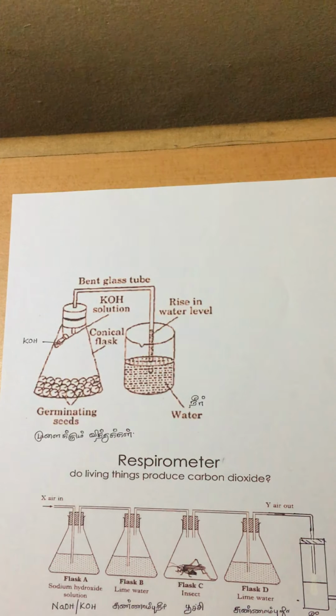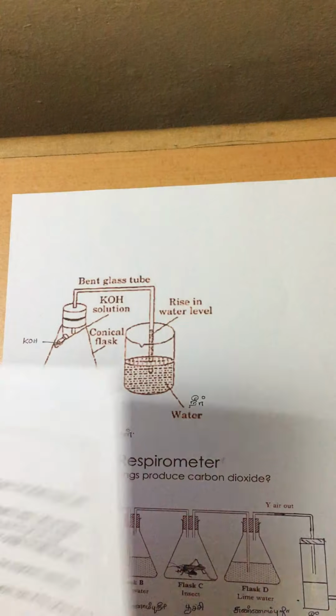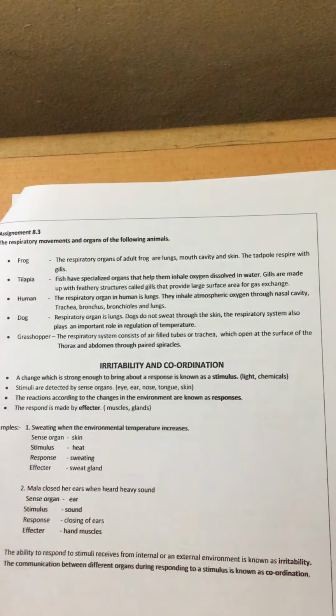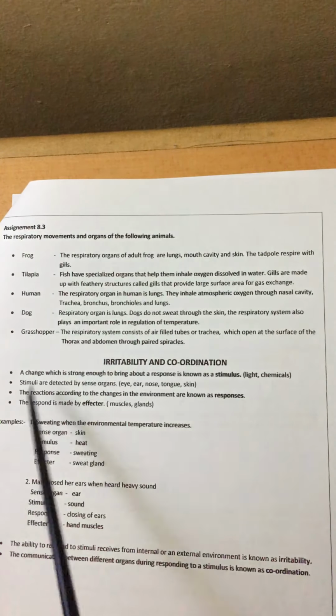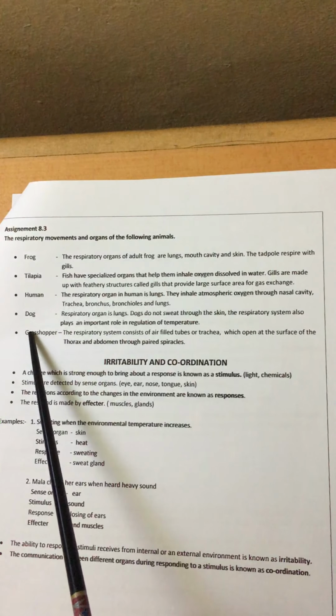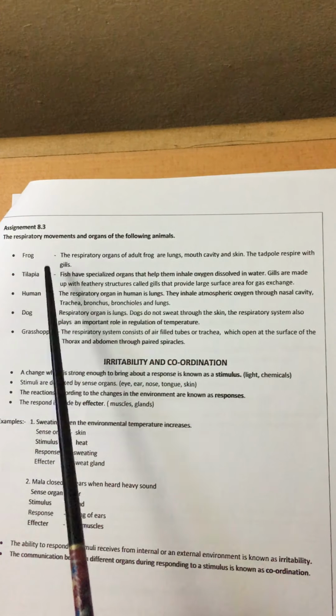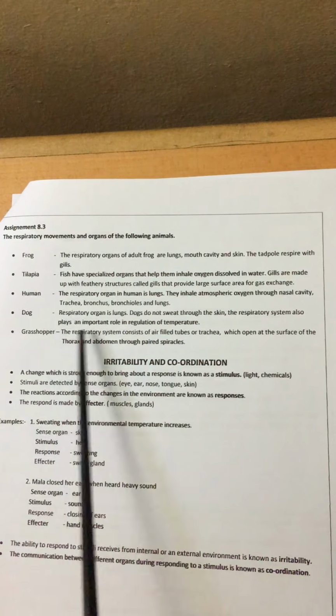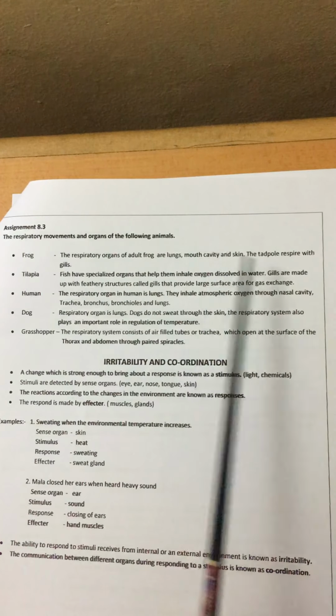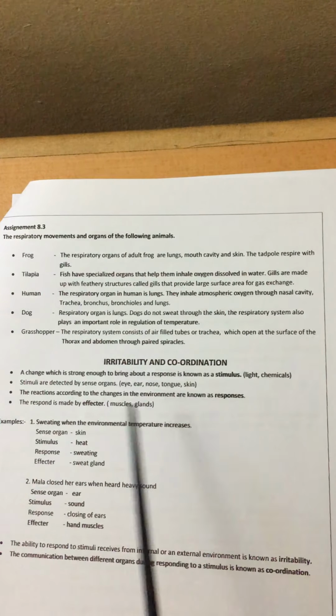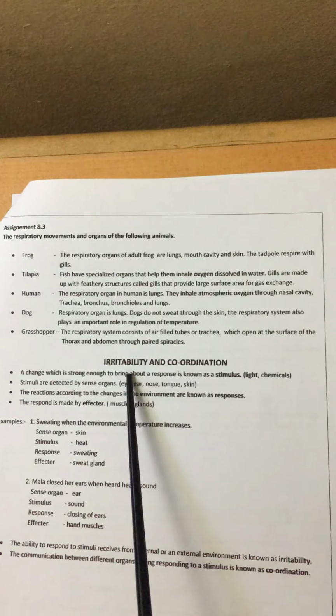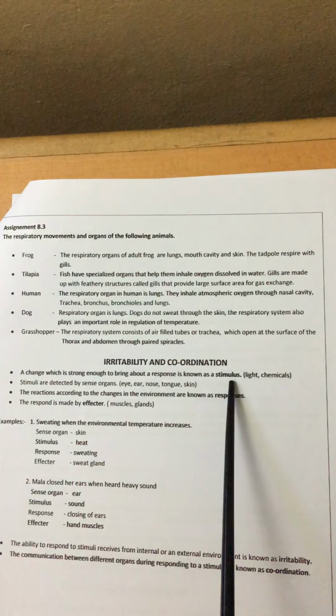So this is up to respiration. There is an assignment given in your book, where 5 organisms are given, and you have to explain the respiratory movements. That is given here, I gave it in the notes. You refer to that. The next one, irritability and coordination.